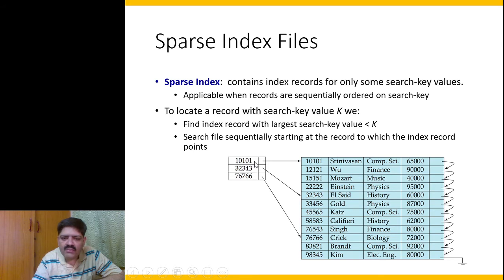So let's say I have 10101. I'm lucky, it is pointing directly to 10101. But what if I have a value between these two as my search? For example, 15151. So I'll come over here. 15151 is larger than 10101, so I'll go to the next record, but this 32343 is larger than 15151. So I'll go back to the previous record and then start going through each of these records to find 15151. So this is somewhere in a sweet spot between a dense index and having no index.